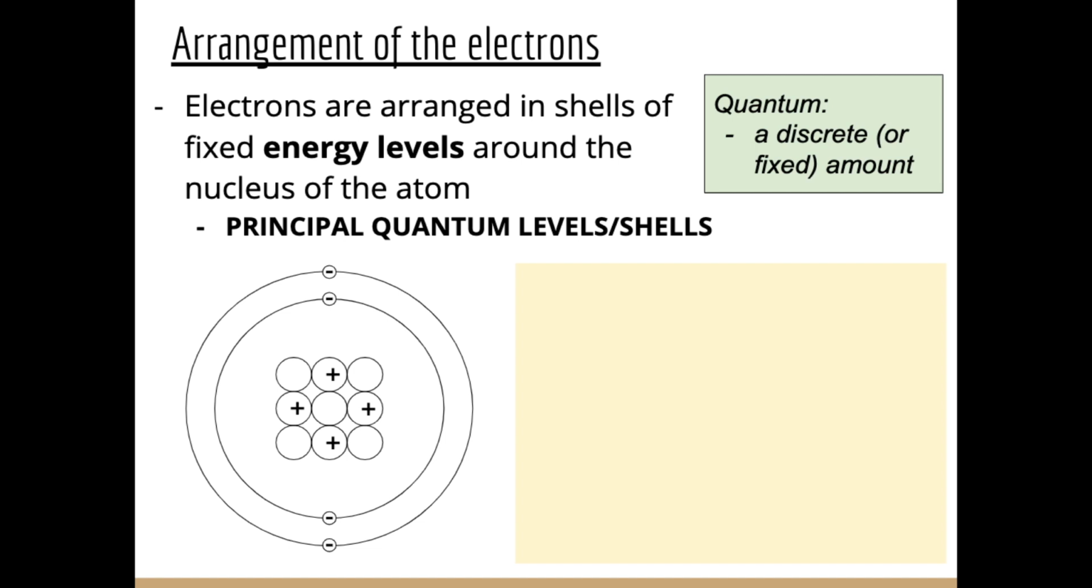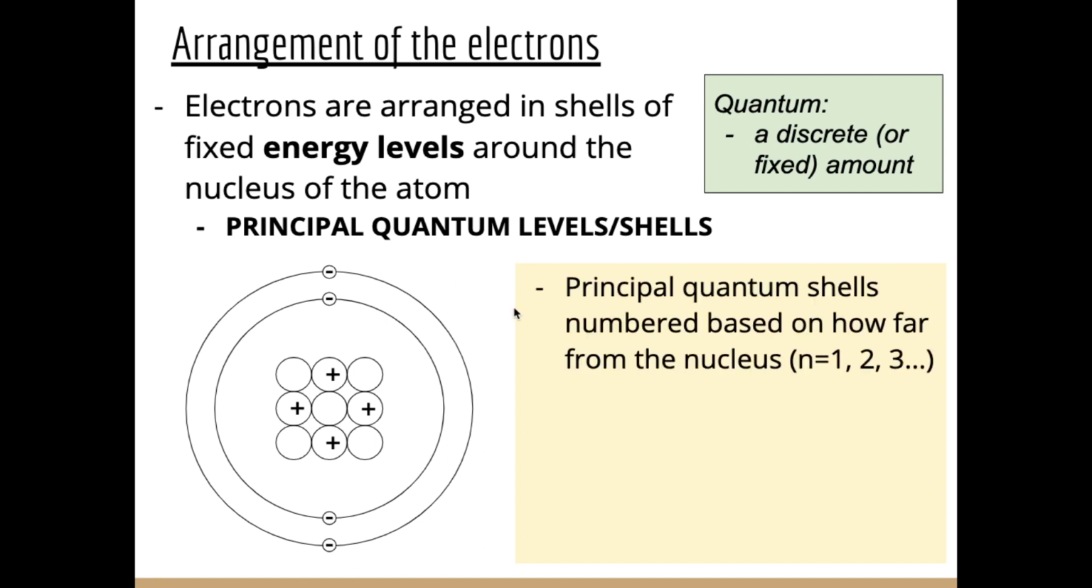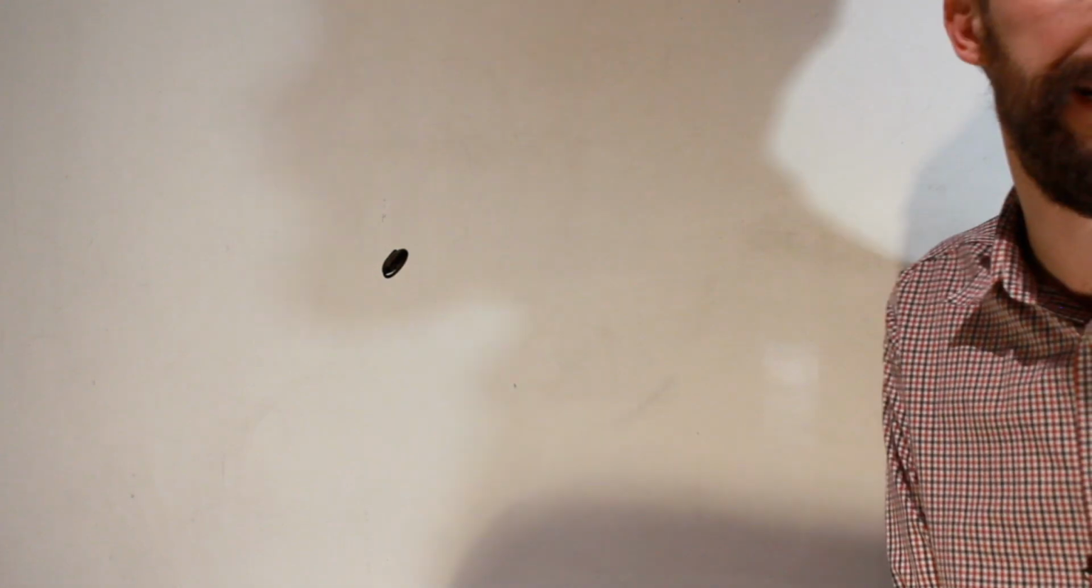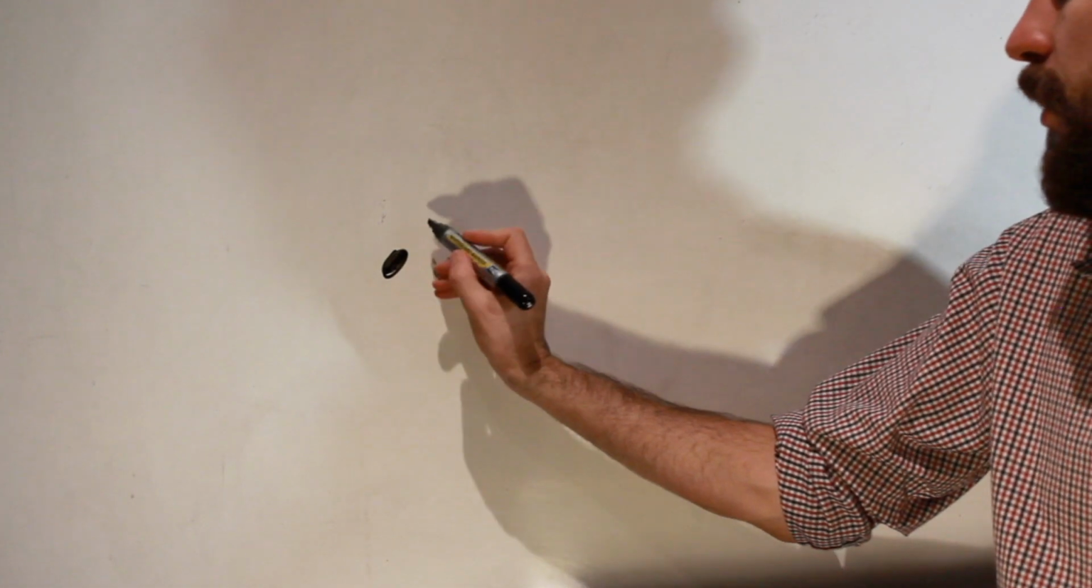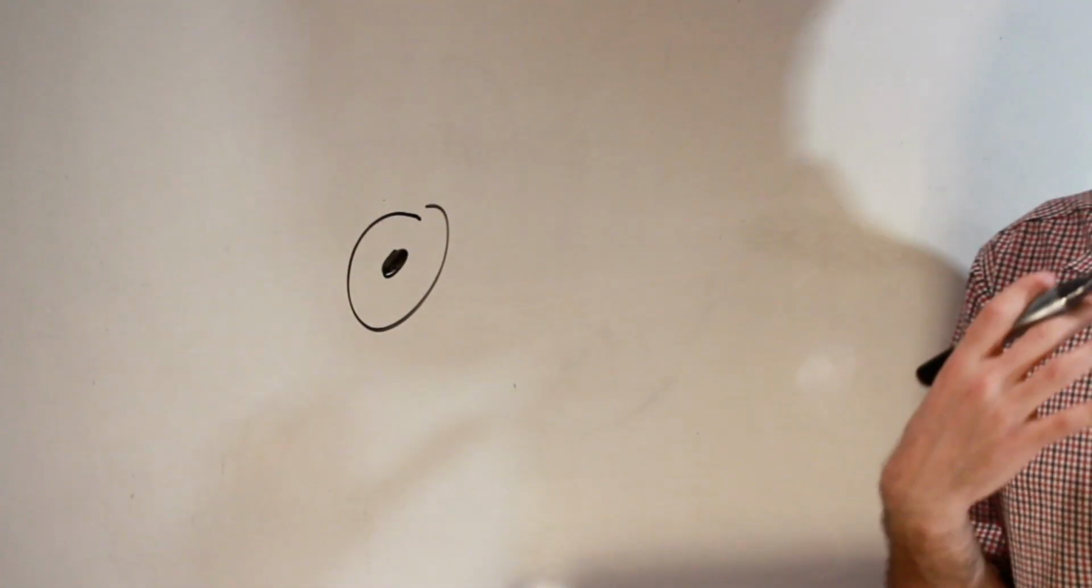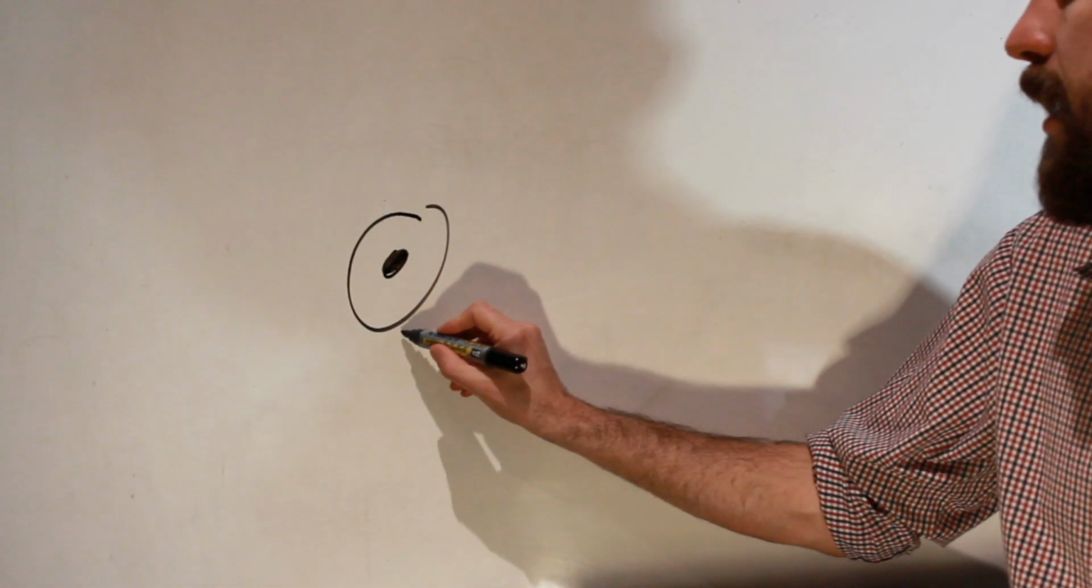It's a fixed amount. So if we look at this idea of principal quantum levels or principal quantum shells, principal, in everyday life we use to mean main. Quantum, fixed, and then levels means levels. So we've got the main fixed levels of energy for the electrons. The principal quantum shells are numbered based on how far from the nucleus they are. So we have our nucleus, full of the protons and neutrons that we looked at in the previous lesson. I'm just going to represent it with a black dot there. We have the first principal quantum level or the first principal quantum shell. I'm going to be using level and shell interchangeably to mean the same thing.